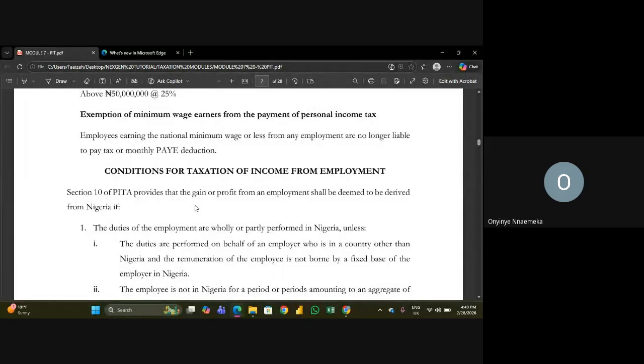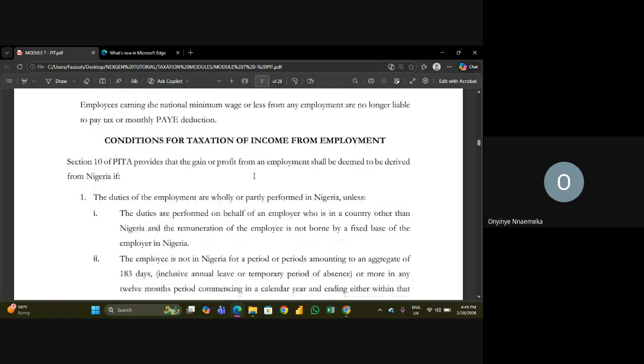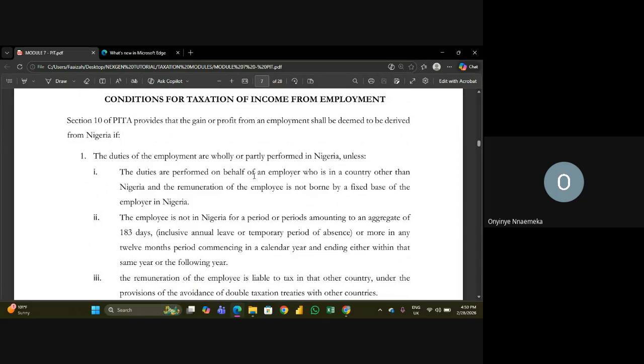Okay, so now let's talk about the condition. It provides that gain or profit from employment shall be deemed to be derived from Nigeria. So why do you say that your profit or your gain or your salary is derived from Nigeria? Number one, the duties of the employment are wholly or partly performed in Nigeria. So if you are doing part of the duties in Nigeria, then that particular part that occurred in Nigeria is income derived from Nigeria, whether it's wholly or partly.